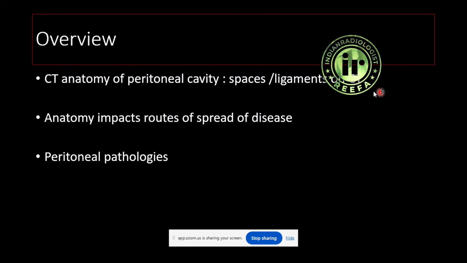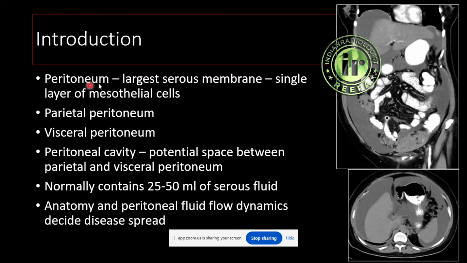And as we look at the CT anatomy and how these spaces and ligaments look on the CT scans, we will try and understand how this anatomy impacts the spread of diseases in the peritoneal cavity. Peritoneum is the largest serous membrane in the human body, and it consists of a single layer of mesothelial cells. Basically, there are two layers. There is the parietal peritoneum, which outlines the anterior abdominal wall and the retroperitoneum, and then there is the visceral peritoneum, which encases the abdominal organs or the abdominal viscera.